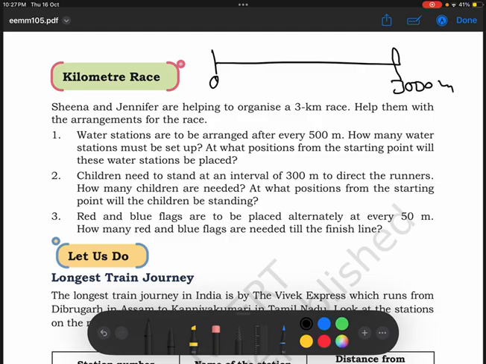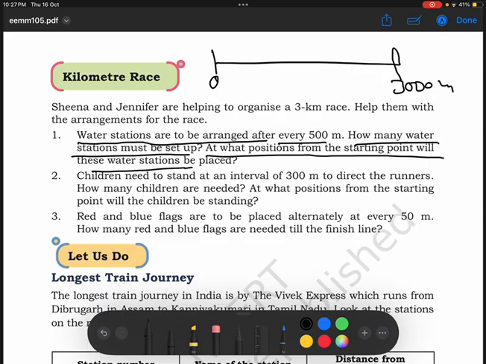So what they are doing is arranging water stations. They have to arrange a water station after every 500 meters. So what we have to do is find how many water stations must be set up, and at what positions from the starting point these water stations will be placed. So we have to find the number of water stations. It is told that they are after every 500 meters.